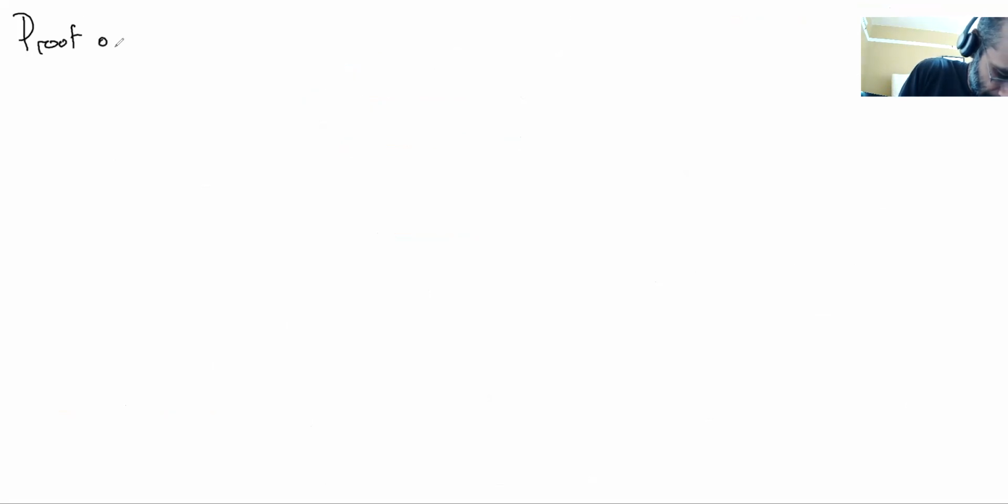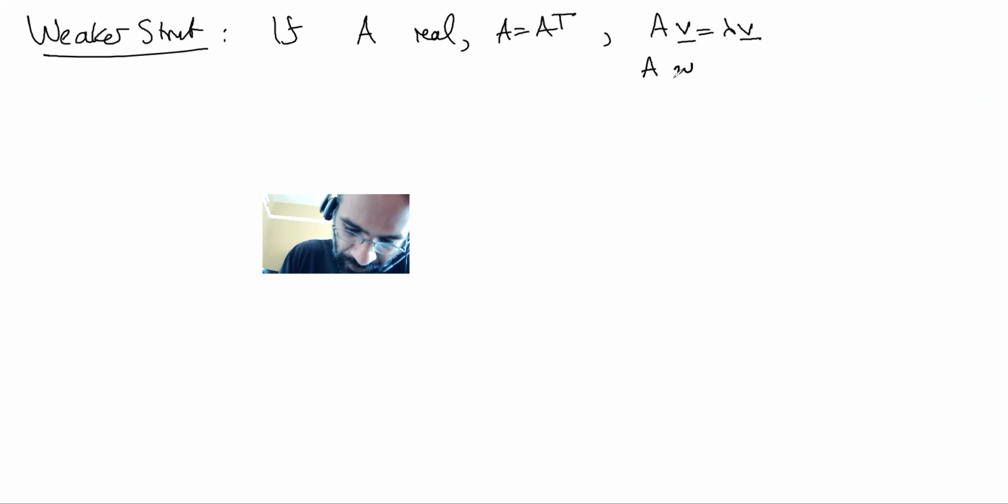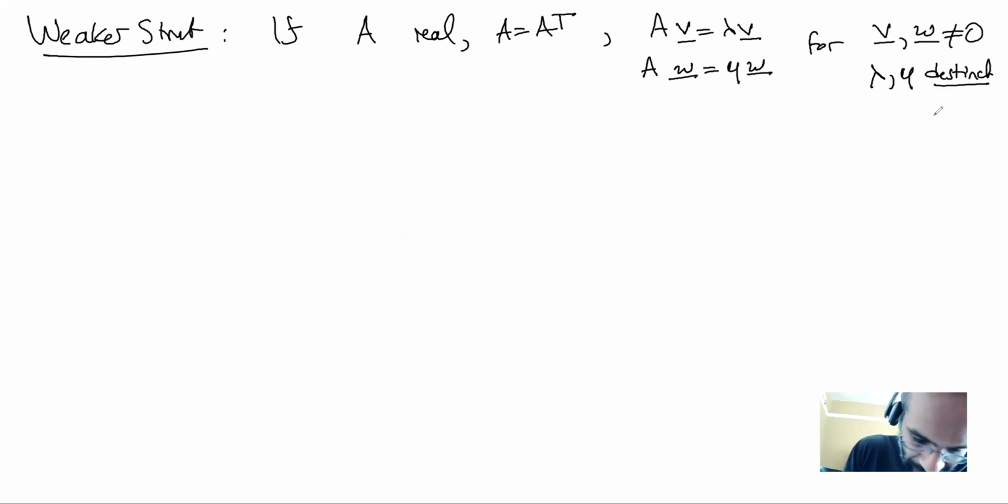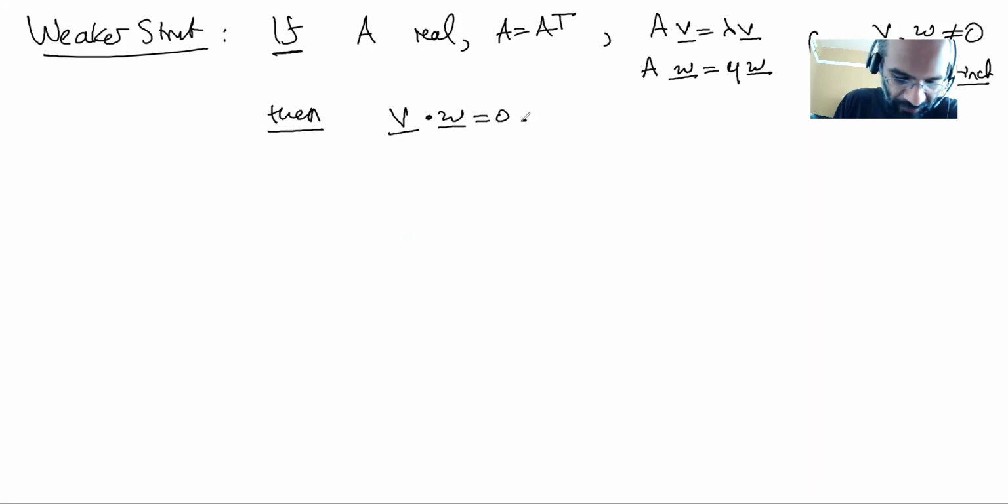So proof. So here's a sort of weaker statement. If A is real and A equals A transpose, and AV equals lambda V, and AW equals mu W, for V and W eigenvectors, and lambda and mu eigenvalues are distinct. So you have different eigenvalues. So earlier we saw that this means that the eigenvectors have to be linearly independent. Well, now I'm going to show you that they have to be orthogonal. Then V dot W equals 0. Okay. So we'll prove this little statement and you'll see where symmetry comes in.